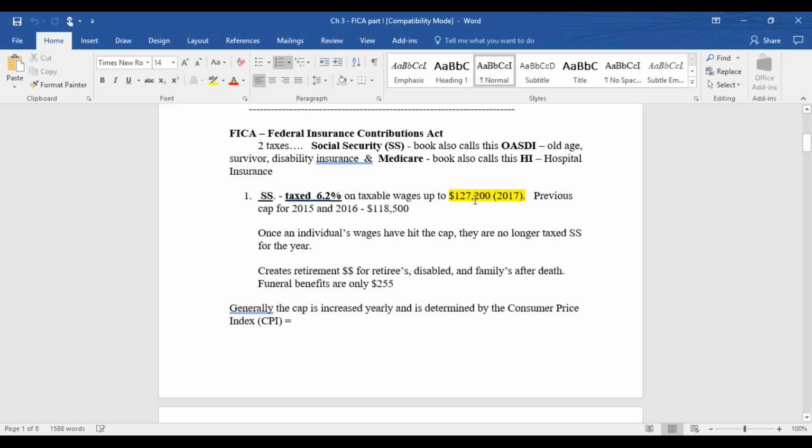The key is once an employee hits this amount with their taxable Social Security wages, they will no longer pay Social Security tax for that year. And again, what I said was Social Security taxable wages. Doesn't mean that's how much you paid into Social Security. This is just your wages, but what is considered taxable for Social Security purposes.